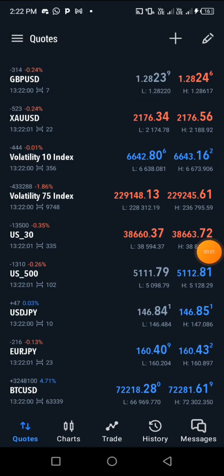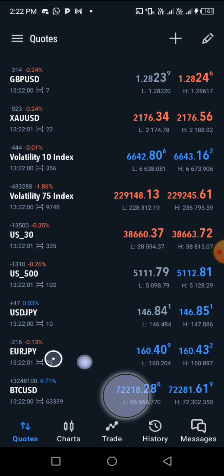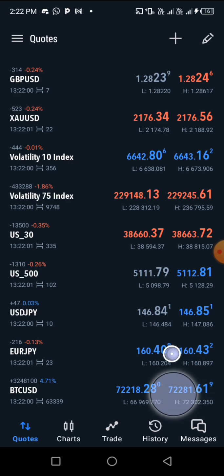Now these are different instruments that I've also added into the portfolio, into our quotes. We have the BTC, we have the AUD JPY, we have the USD JPY. Any pair that ends with JPY always has 2 decimal points. That is, the pips are calculated in 2 decimal points.